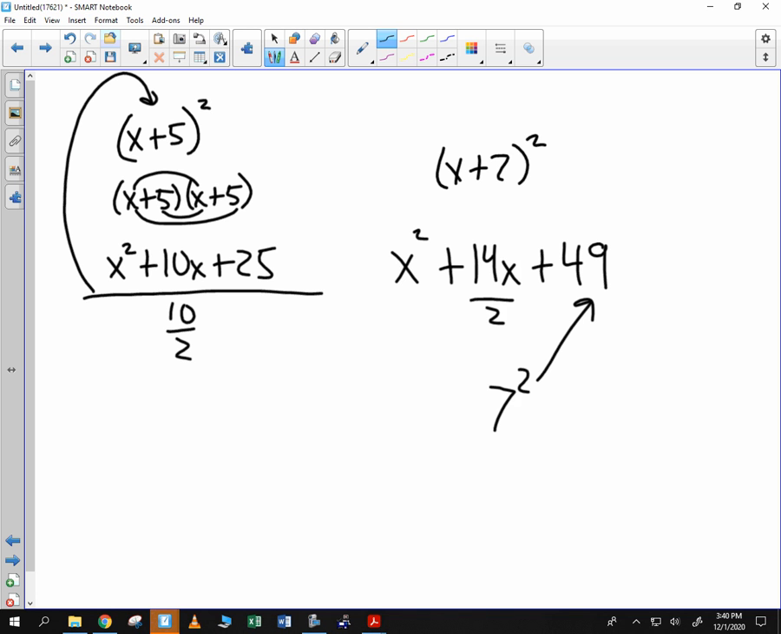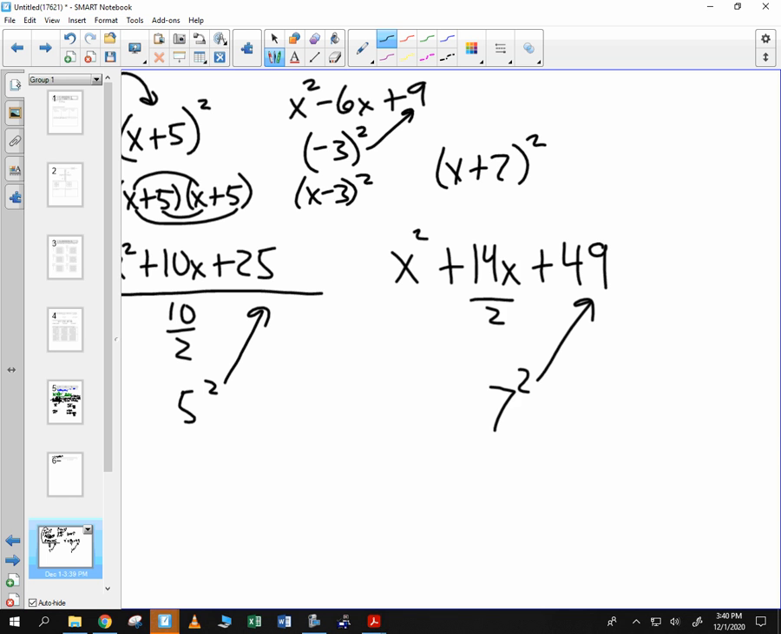Watch. 10 divided by 2 is 5. Squared is 25. I'll show you another one. x squared minus 6x plus 9. Negative 6 divided by 2 is negative 3. Squared is 9. Factors to (x minus 3) quantity squared.